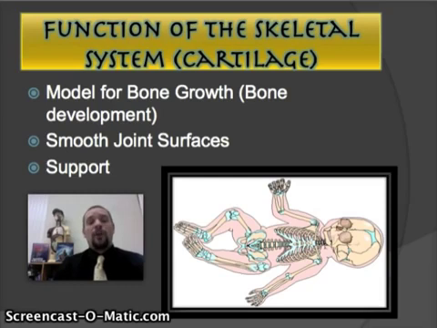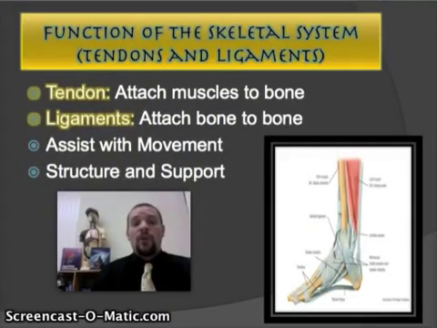Cartilage is also important because it helps with smooth joint surfaces. You have more cartilage that will stay at the joints because you're going to have more bone rubbing on each other. So you want to have this cartilage to absorb that shock and cushion it. And then finally, it will aid in support. So two functions that we went over with the skeletal system include assisting with movement and structural support.